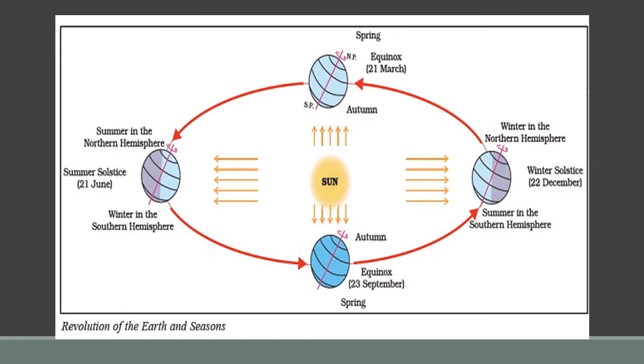The summer solstice is the day when the length of the day, from the sun in the morning to evening, is the longest day. 21st June is the time of the summer solstice.